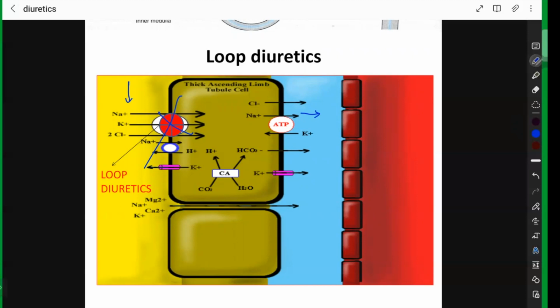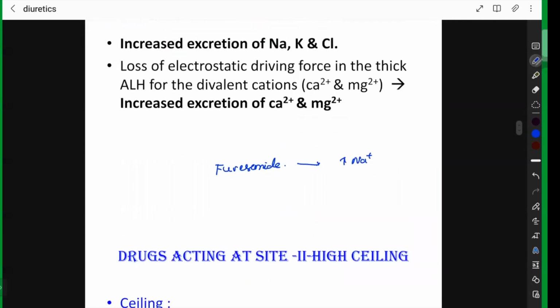Okay? Now sodium chloride comes down. When this sodium chloride comes down, it will be getting absorbed in this segment. Okay? So loop diuretics are highly efficacious. What do loop diuretics do? One, it is going to cause increased sodium exchange for potassium. So what happens? When the next stage comes, there is an increased excretion of your potassium that is causing hypokalemia.